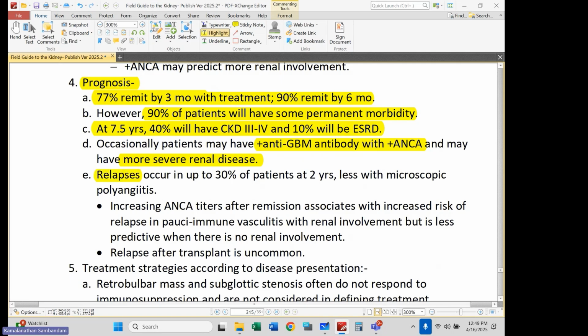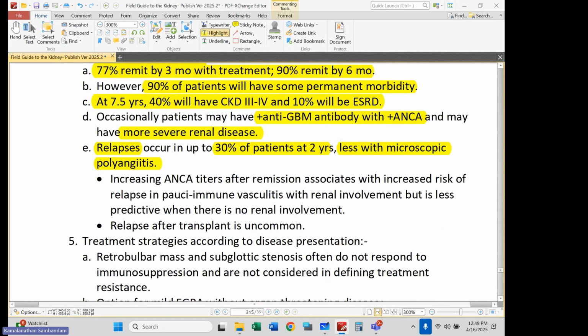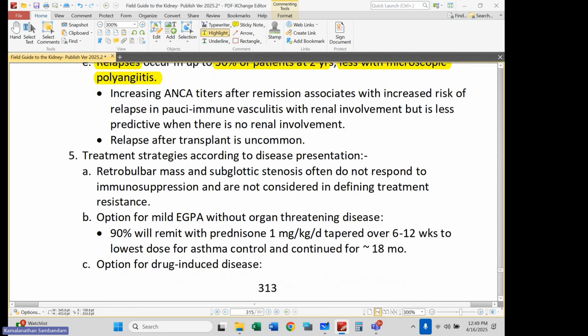Okay, so relapses occur in a good proportion of patients. 30% of patients will have relapse. There is less relapse with MPA versus GPA. That's well described. So GPA clearly has an increased long-term morbidity as well as higher relapse rates, and the two likely go hand in hand. Higher relapse results in higher morbidity.